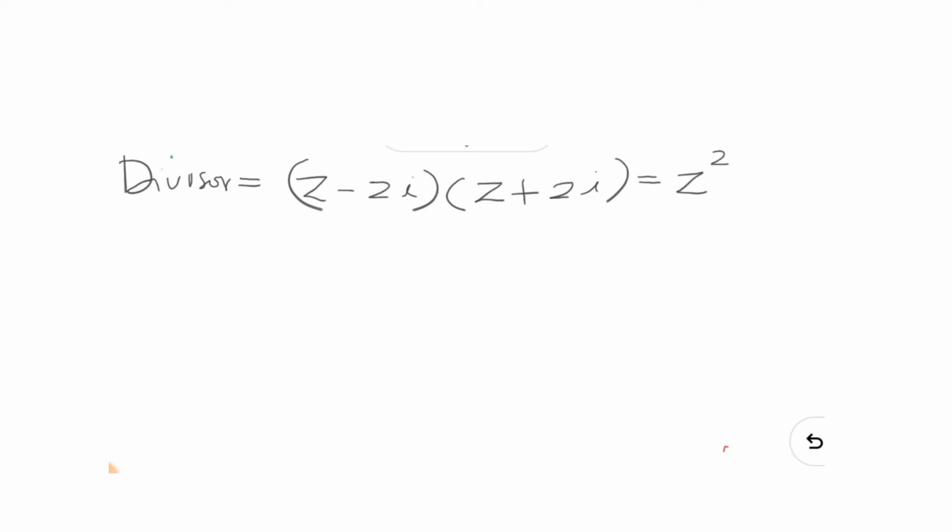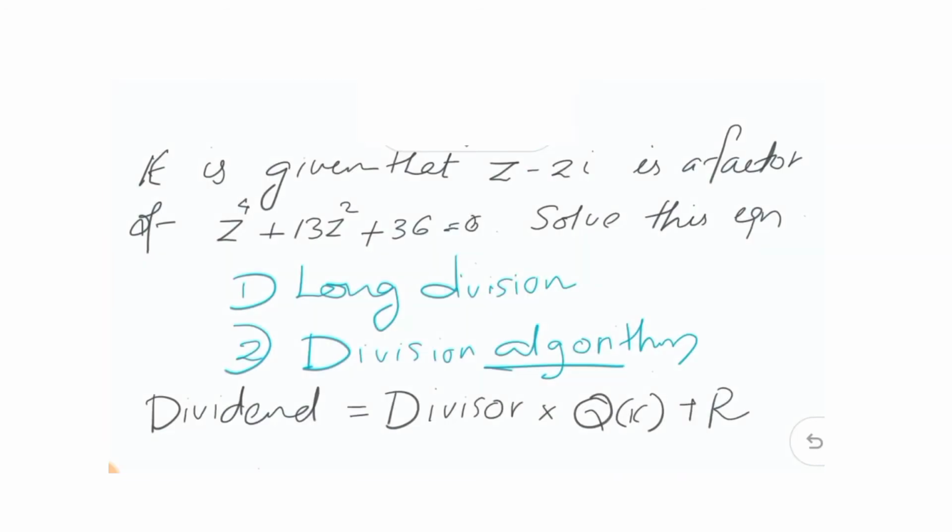As a factor is z minus 2i, the next factor will be z plus 2i. So if you take the product of this one, we get the divisor, and already we found this product in the previous question itself, and we got it as z square plus 4, and as it is provided in the question that it is a factor, the remainder becomes 0. So here the unknown term is q of z.